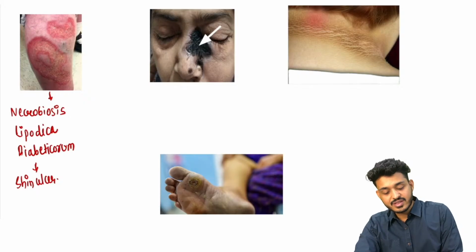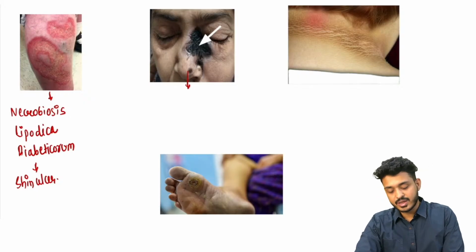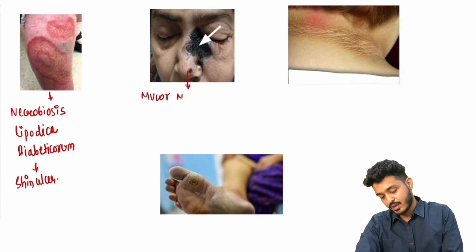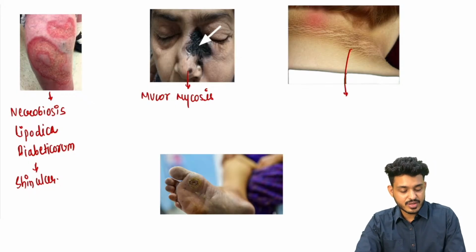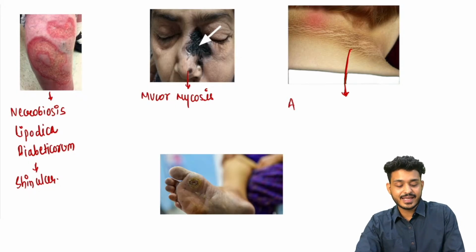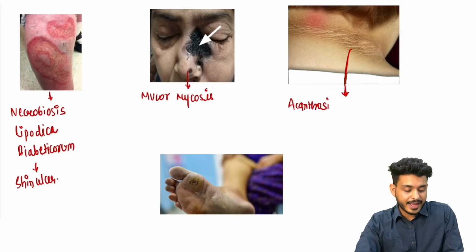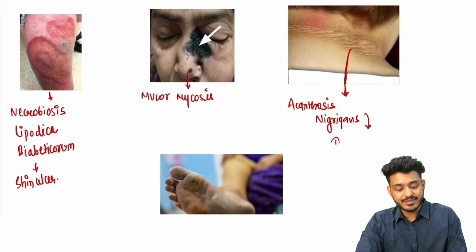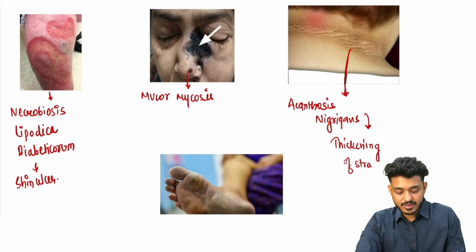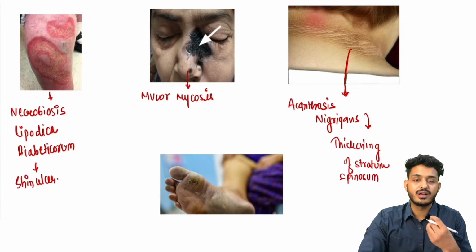This particular infection which is associated with diabetes is very important. This is known as mucormycosis. Mucormycosis. This particular situation we are having in front of us is known as acanthosis nigricans. And this acanthosis nigricans means that there will be thickening of the stratum spinosum, and nigricans means it will be black in color.